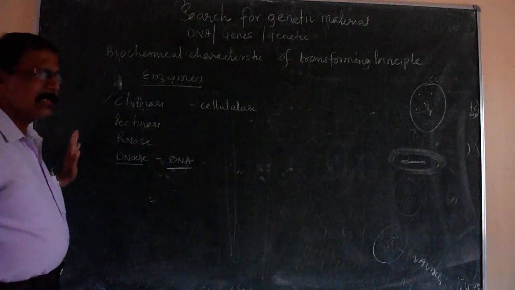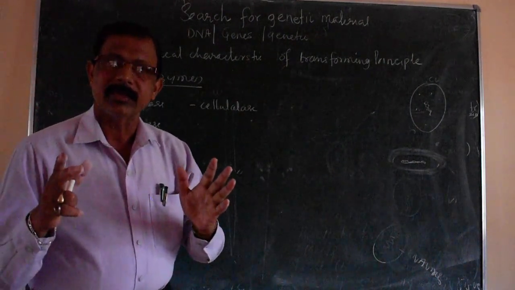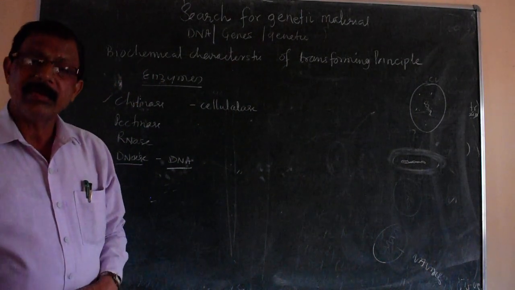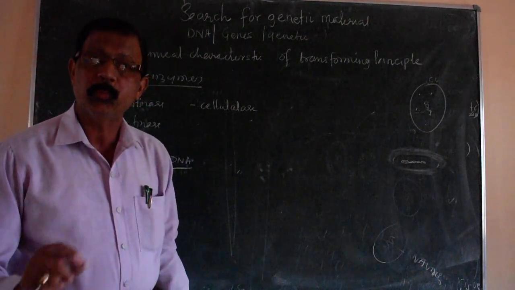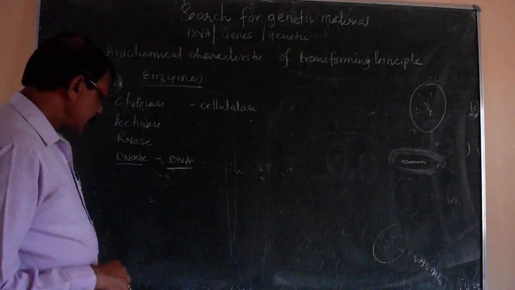McCarty, Oswald Avery and many other scientists finally showed experimentally that DNA is a genetic material. Later on, many other scientists also attempted the same experiment to prove that DNA is a genetic material.